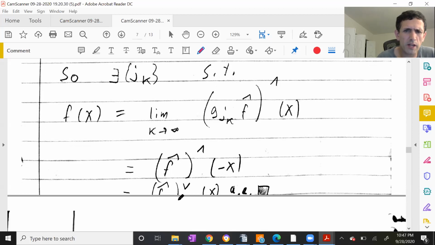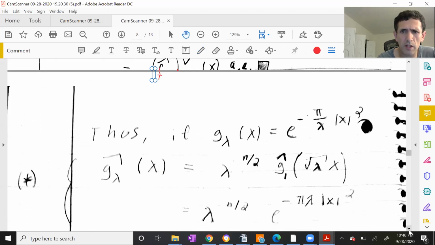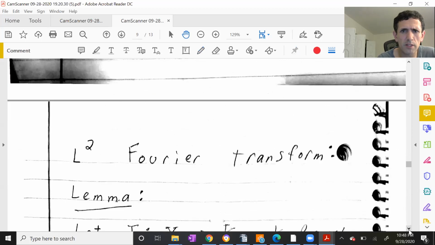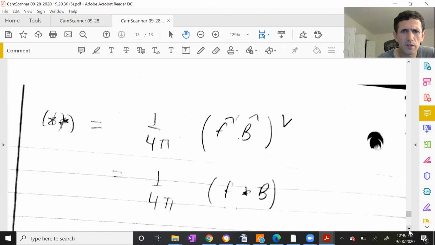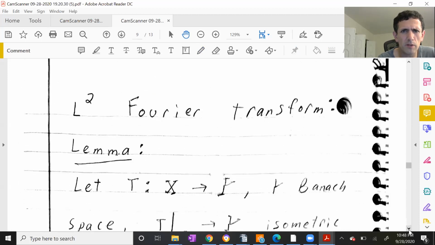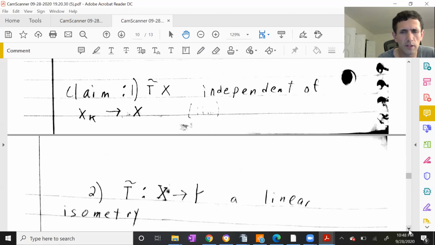Right, so this got cut off, but it doesn't seem to like that. Anyway, that's good enough. Right, okay, so let's talk about, I don't know why this is here, but okay, so let's talk about the L2 Fourier transform. One second.